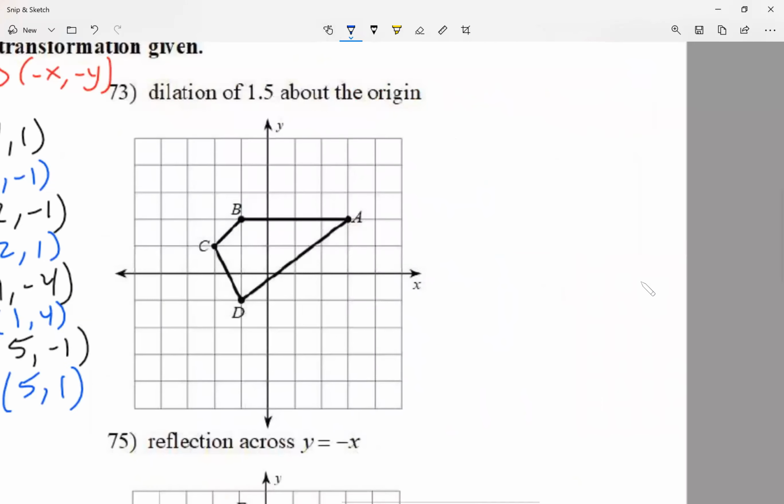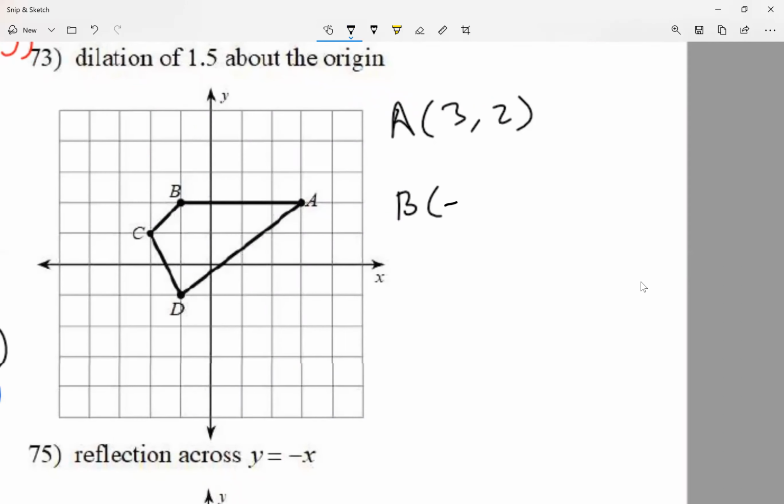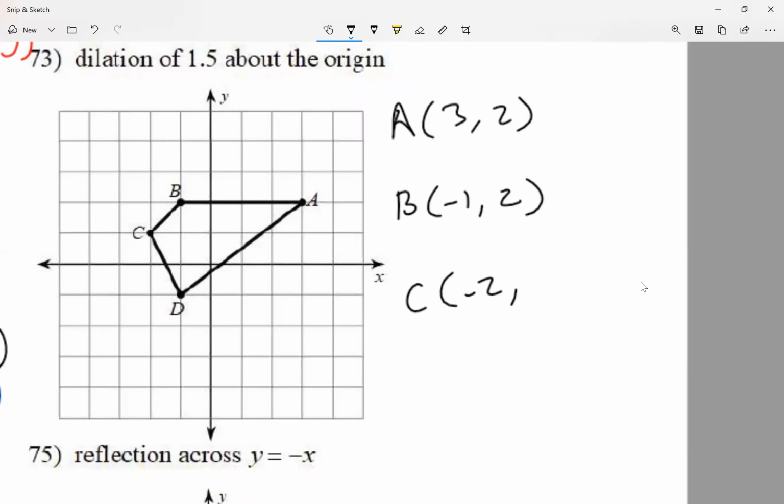Question number 73. Let me get the coordinates to begin with, the original points. If I'm looking at point A, the coordinates are 3, 2. If I'm looking at point B, my coordinates are -1, +2. If I look at my point C, this is -2, +1. And lastly, my point D is -1, -1. Those are the original points.